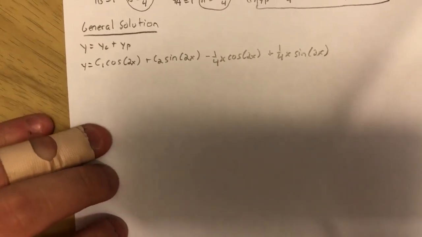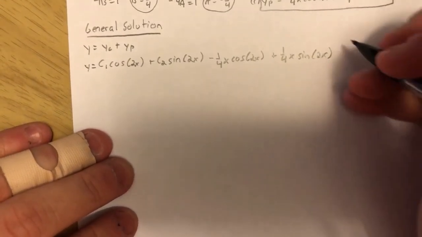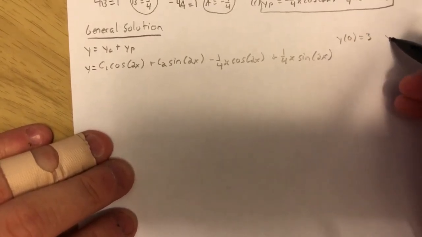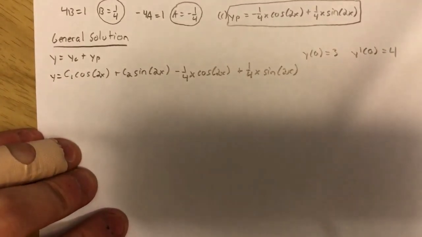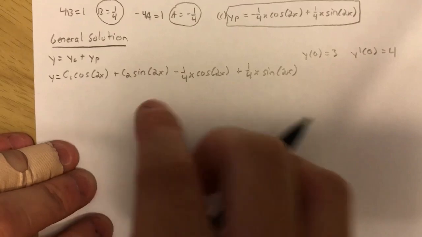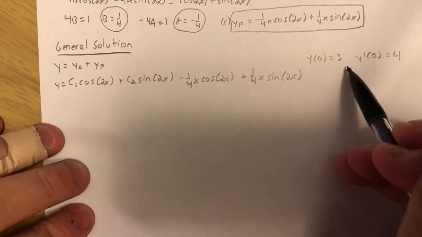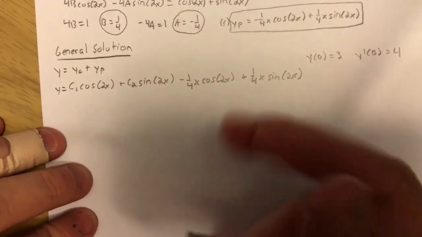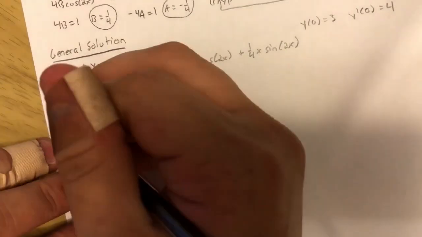We're also given the initial values for y of 0 equals 3 and y prime of 0 equals 4. So looking at that, we're going to use those two initial values to find the values of c1 and c2. So you could use the first one, y of 0 equals 3, to find one of those two constants. I like to find a derivative first, so then afterwards you can do just simple algebra, and then that's it.